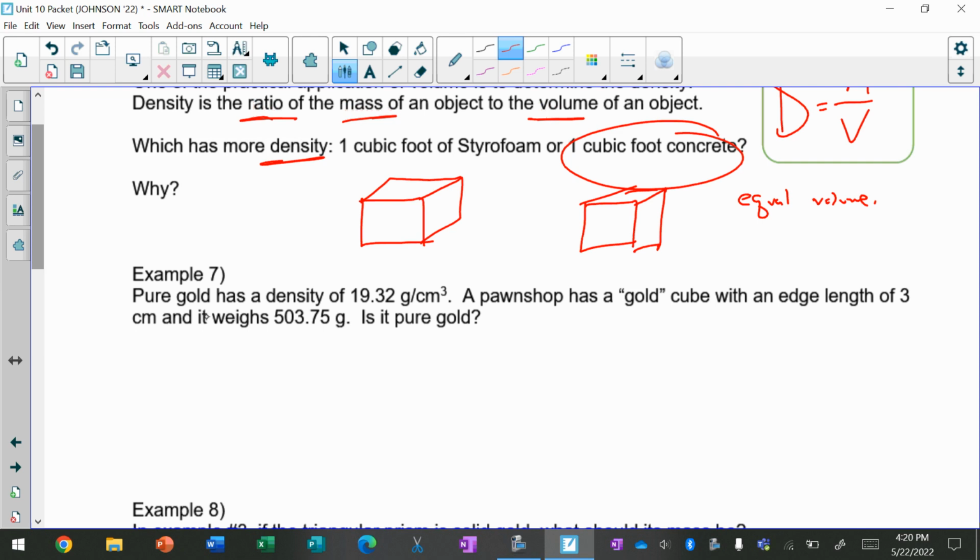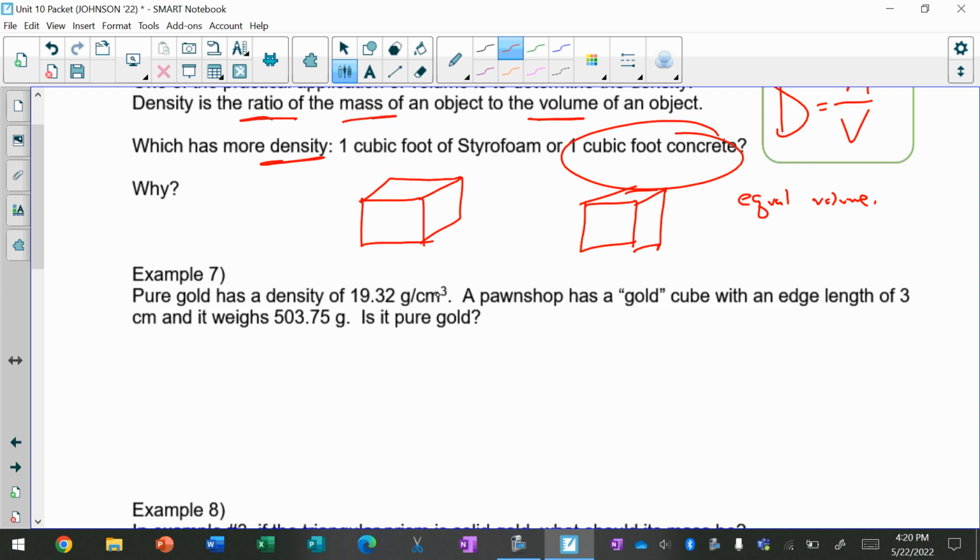Now, different metals have certain densities. Like pure gold, this is not me making this up, this is true. Pure gold has a density of 19.32 grams per cubic centimeter. This is how you can tell when you buy jewelry or if you take jewelry to a pawn shop. They will determine the purity of gold.